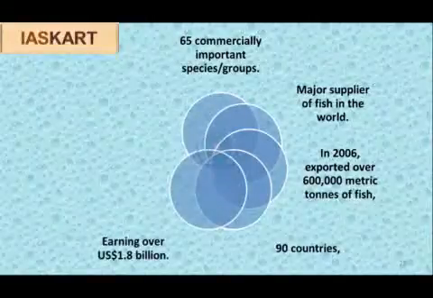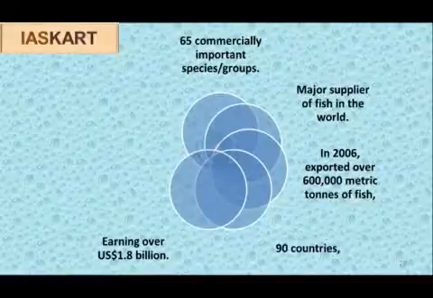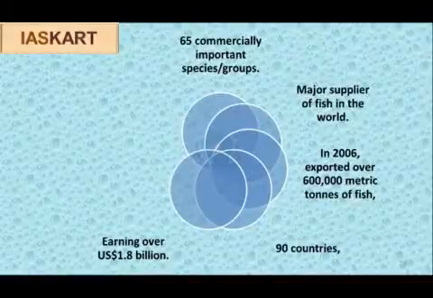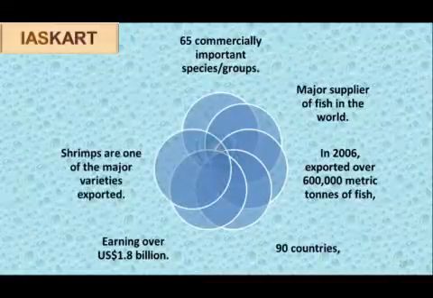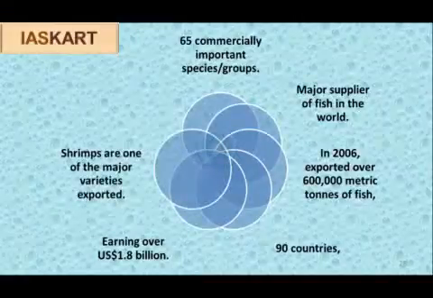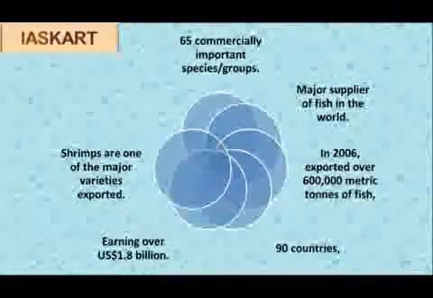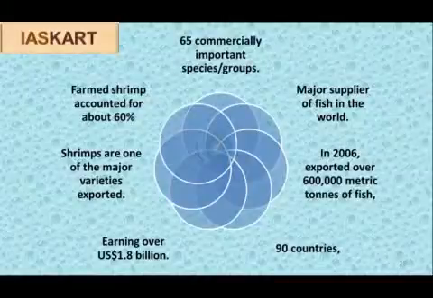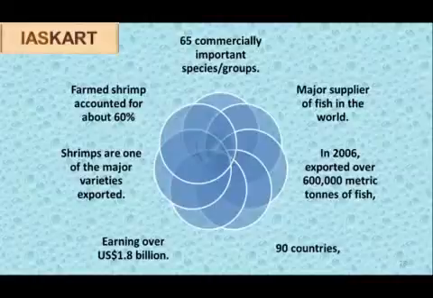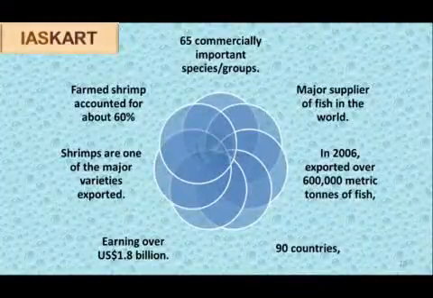Shrimps are one of the major varieties that have been exported. Giant prawn is the dominant species cultured, followed by Indian white prawn. Farmed shrimp accounted for about 60% of the shrimp exported. India was the 6th largest producer of marine and freshwater capture fisheries, and it is the 2nd largest aquaculture farmed fish producer in the world.